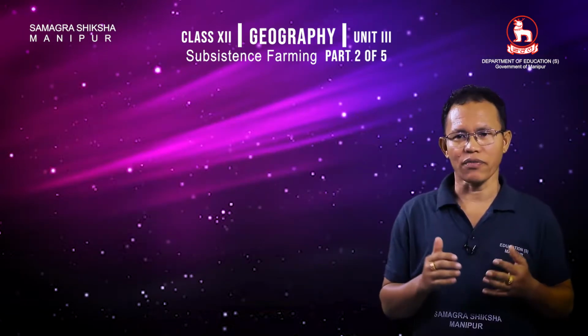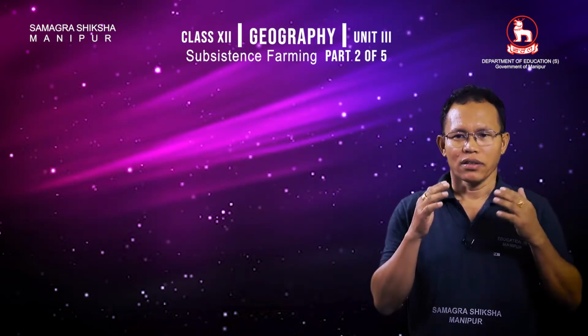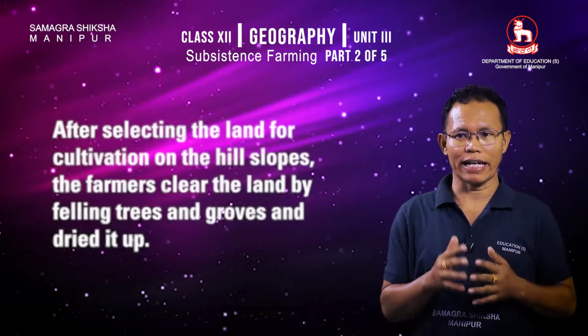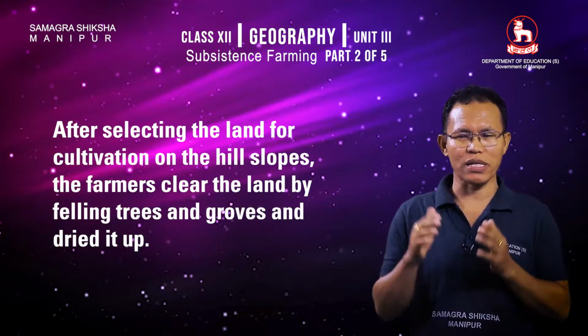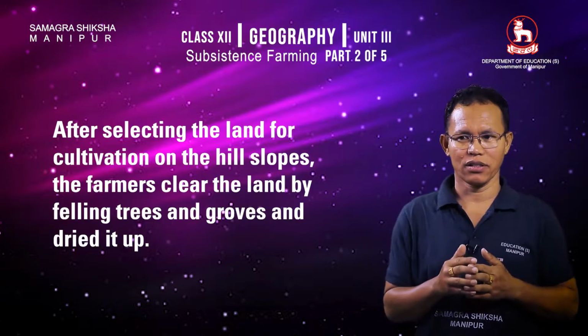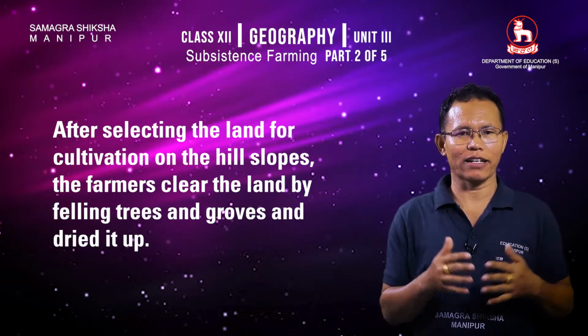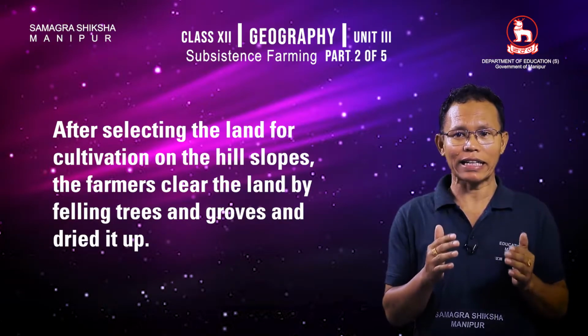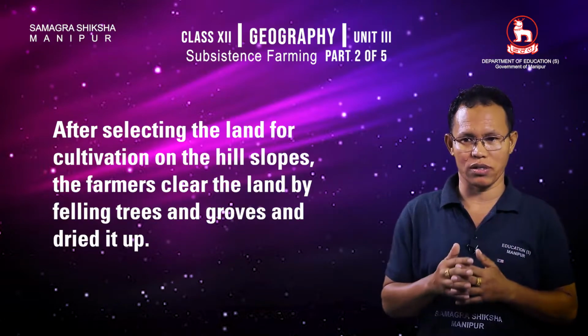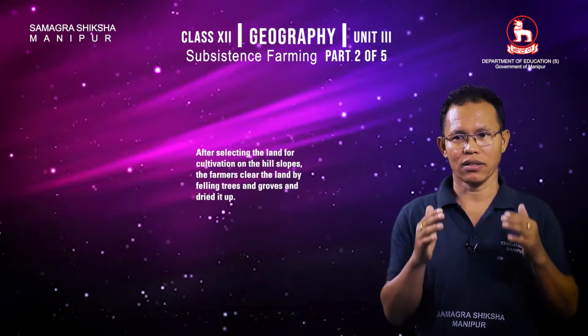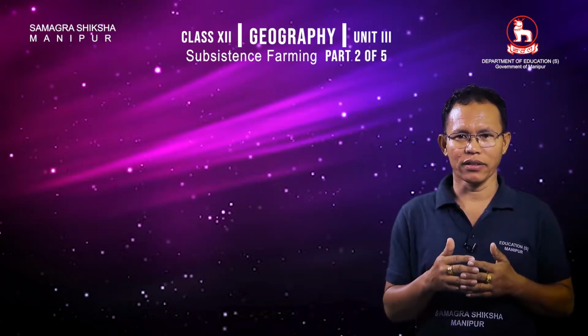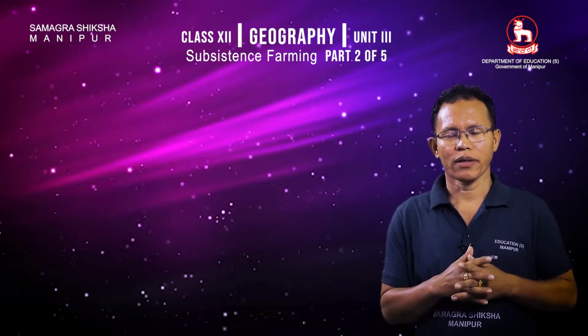In this type of farming, the farmers, after selecting the land for cultivation, especially on the hillsides, clear the land by felling trees and whatever grows, and dry it up. Let me explain here in Manipur also.